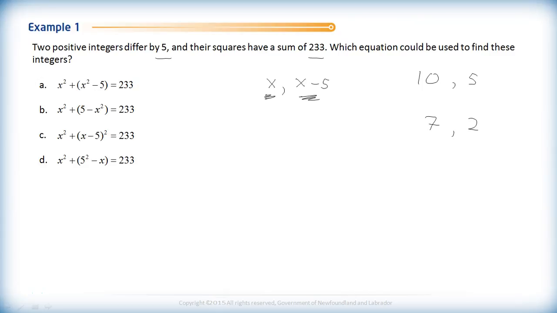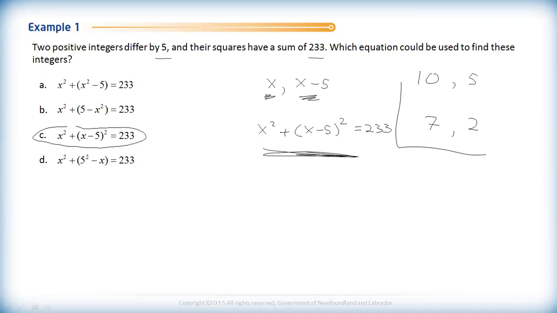Let's see now. We want to write an equation that says their squares have a sum of 233. So the square of the first one, and we take the second one and square it, and they have to have a sum of 233, thusly. So that looks pretty good to me in terms of their squares having a sum of 233. So that looks like this equation. I guess that's the correct one.